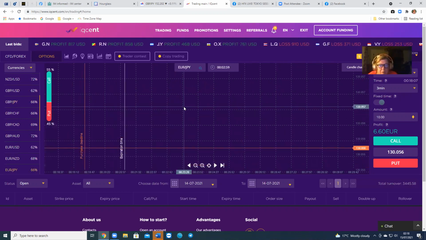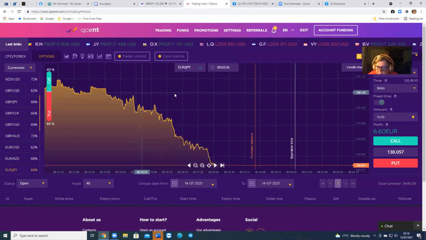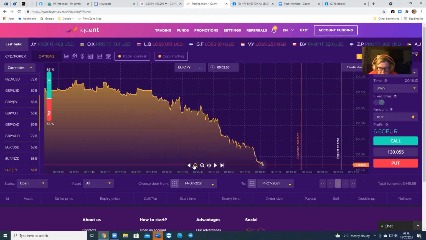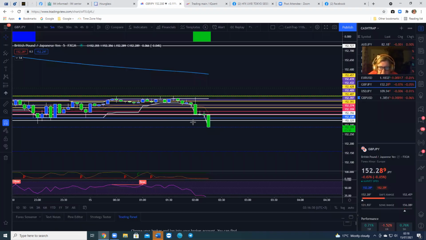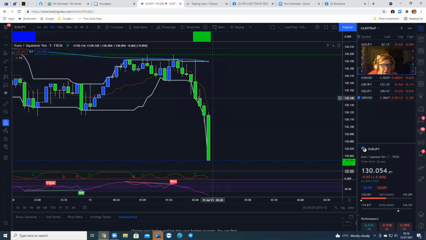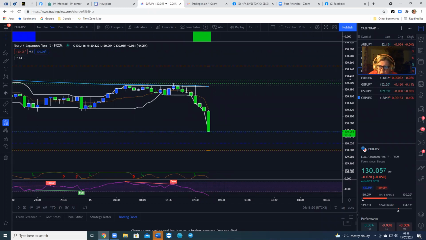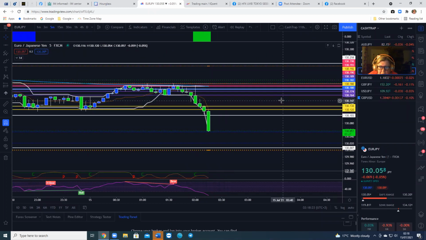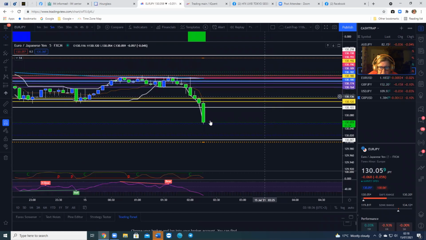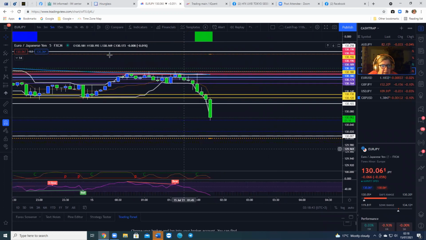Oh, I've got Euro JPY. Let's have a look at that. Euro JPY, I did have that one marked up. Oh, look at that go. These big Japanese candles. God, that's gone as well. I thought I'd just marked that one up. It's moved a lot. So it's heading down to that whole number, which was a previous daily.